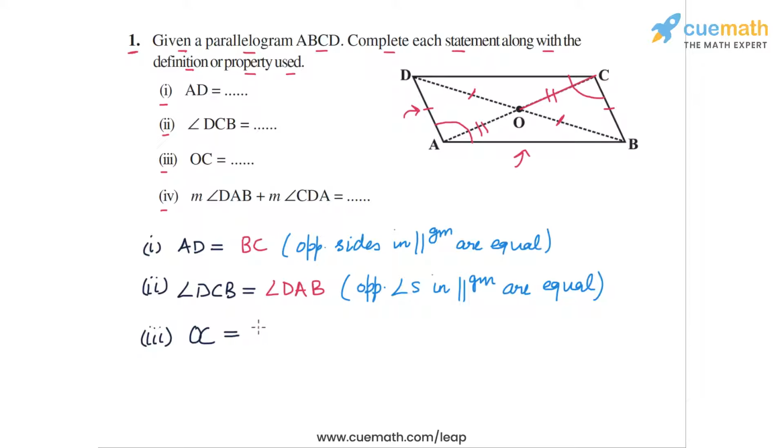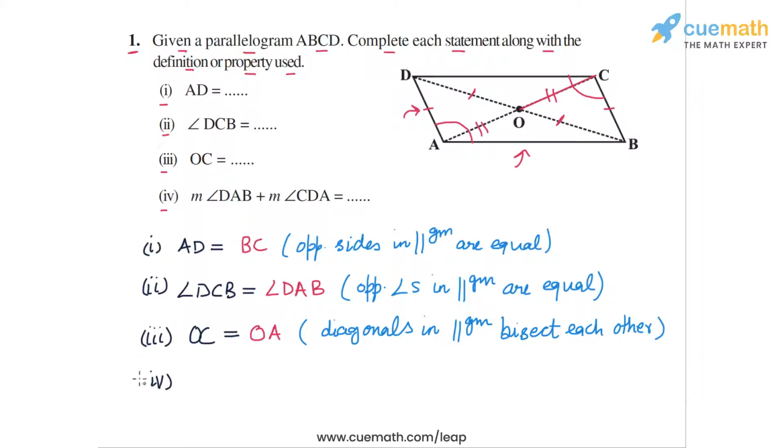So this statement can be completed as OC is equal to OA, and the reason can be stated as the diagonals in a parallelogram bisect each other. So that's the property for statement 3.